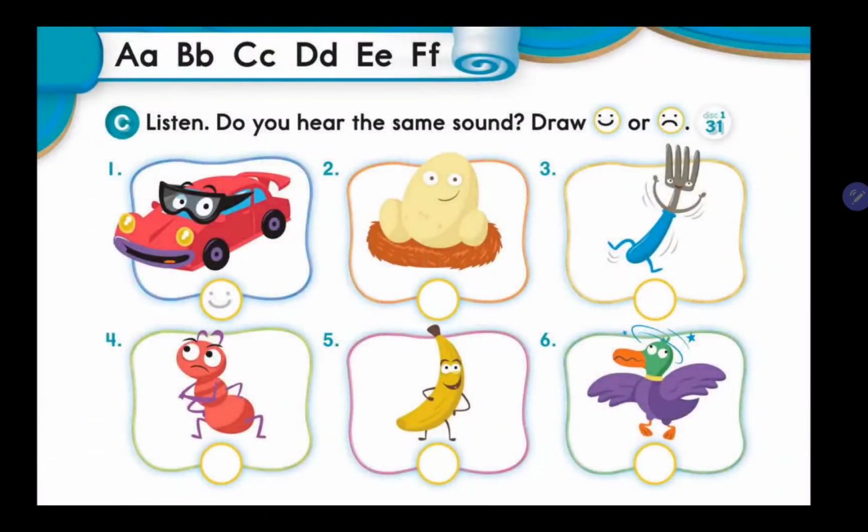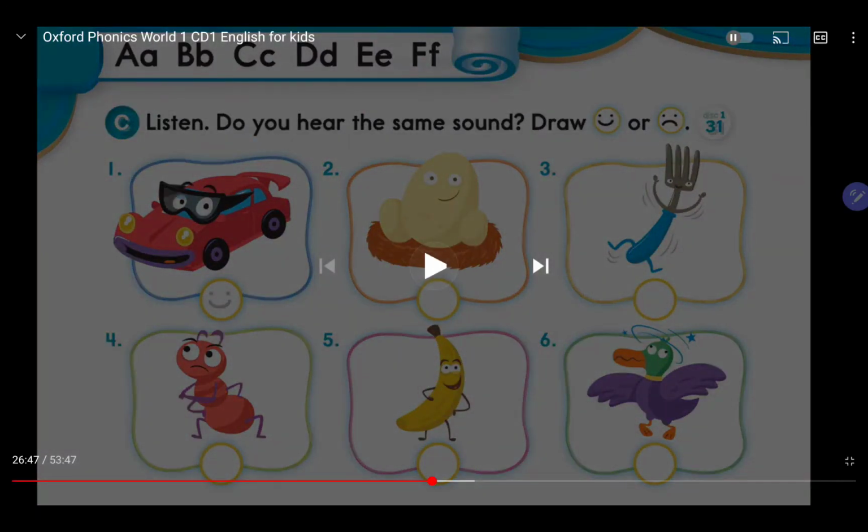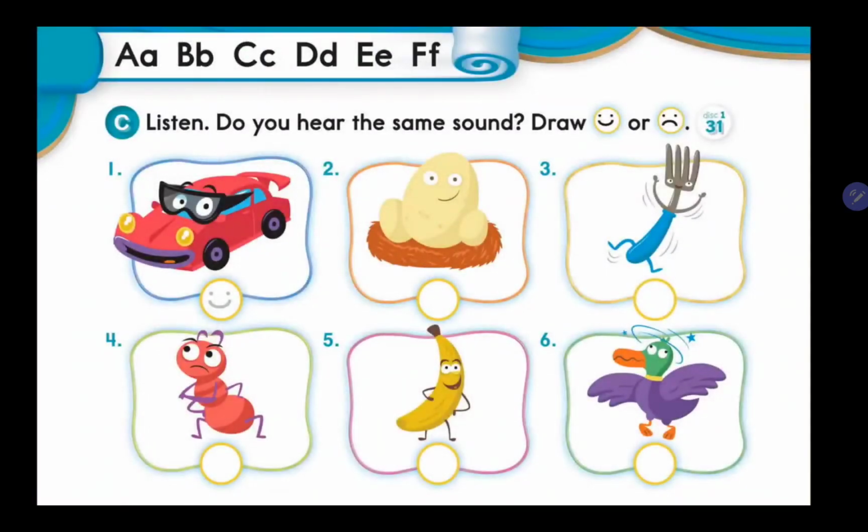Six. Dizzy duck. Do they have the same sounds? Let's write it down. Dizzy duck. Do they have the same sounds? Dizzy duck. Yes, they have the same sounds. Make a smiley face, a happy face. Okay, very good. Okay, let's go to the next activity.